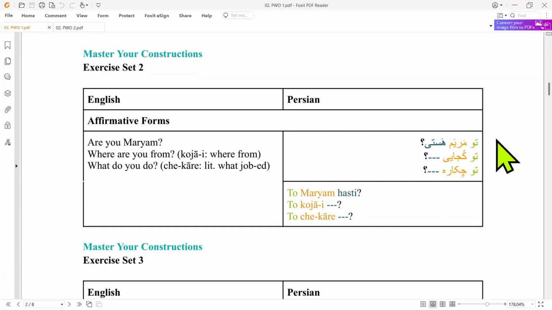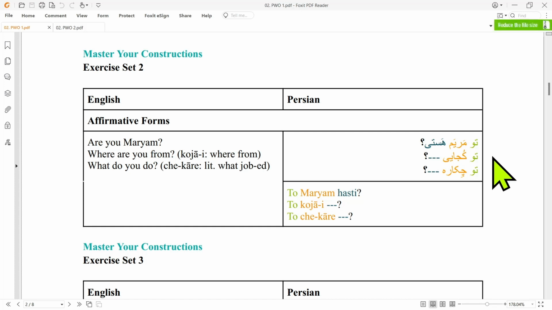If I want to ask, are you Maryam? I would begin with the subject, which is to, you. I would end with the verb again, which here is hasti, are. And I would put the name Maryam in between. To Maryam hasti. So the same basic word order works for statements as well as questions. Alright, now let's practice more.